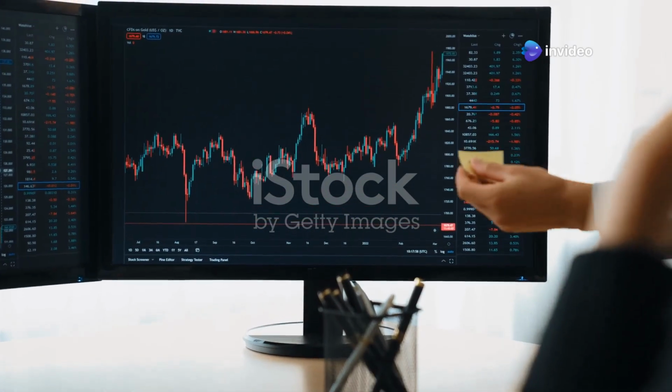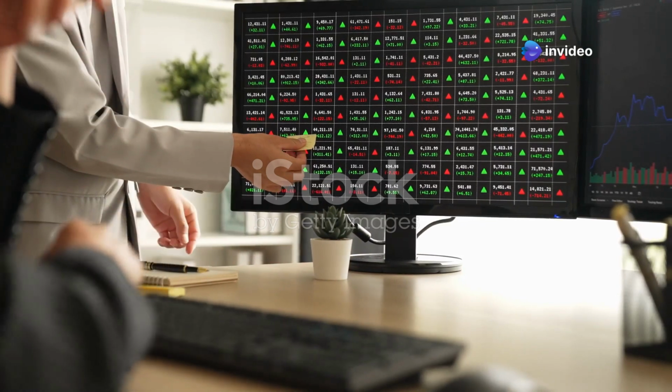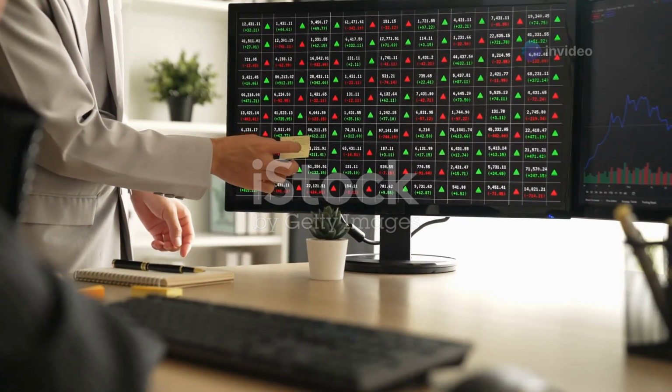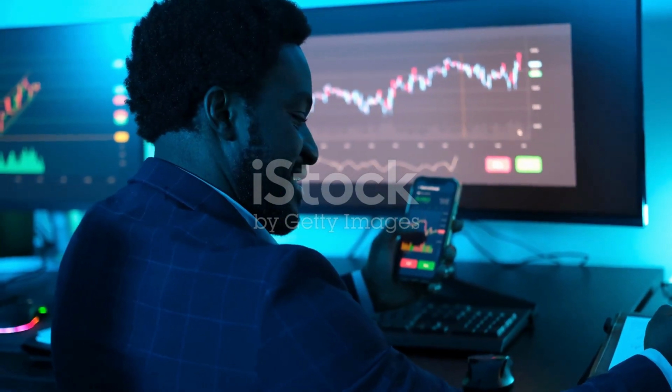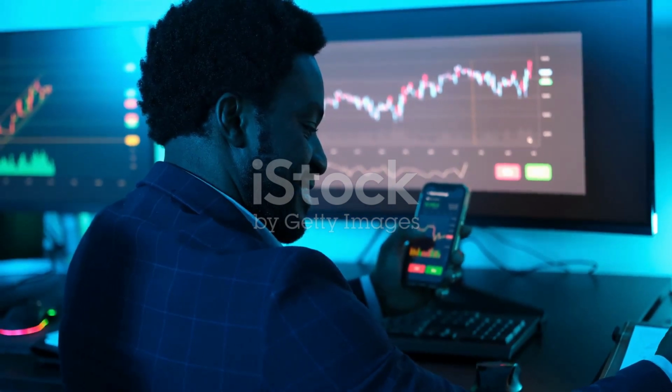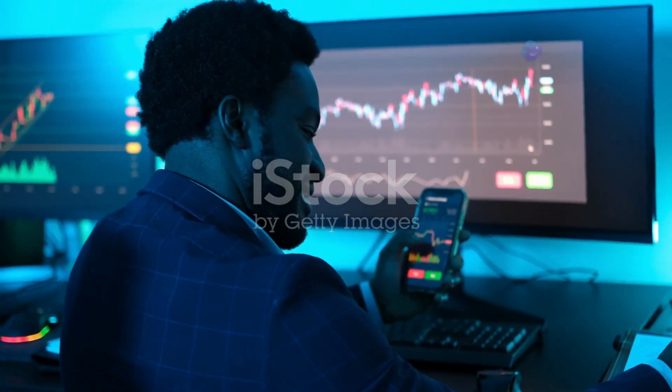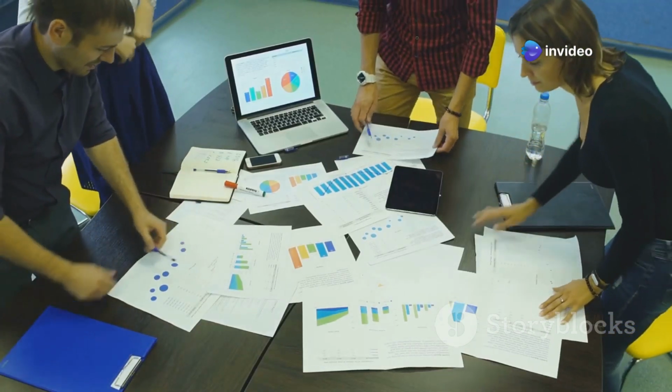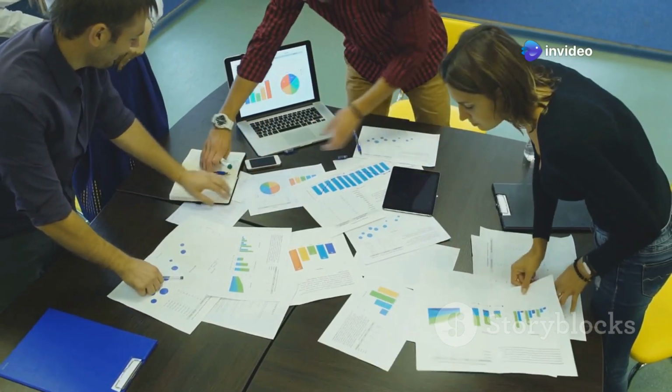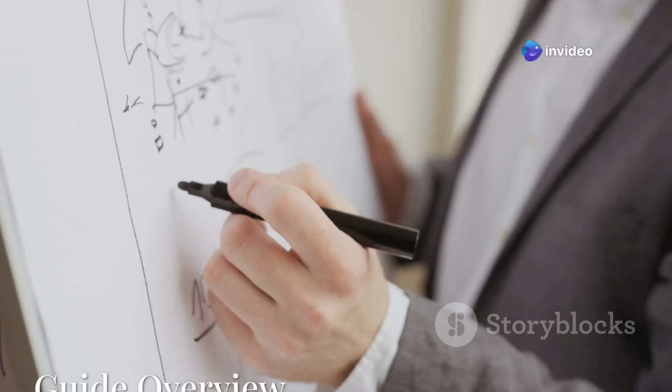If you've ever dipped your toes into the world of stock investing, you've probably come across the term P/E ratio. Short for price-to-earnings ratio, it's one of the most commonly used metrics in stock valuation. But what does it really tell you about a company? And how can you use it to make more informed investment decisions?